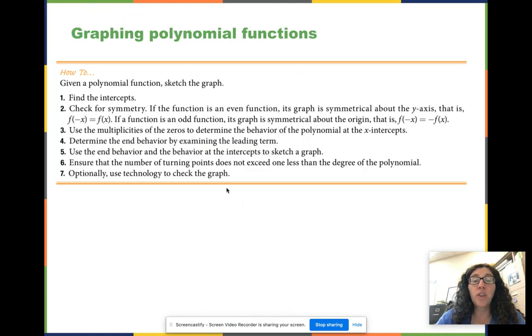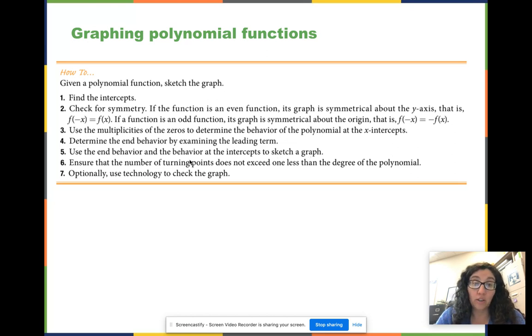All right, what if we want to go the other way? We want to graph polynomial functions. So let's look at these steps. Find the intercepts. Check for symmetry. So we talked about if it has origin symmetry or y-axis symmetry, if it's an even or odd function. That might help us. Use the multiplicities of zeros to determine the behavior at the x-intercepts. Determine the end behavior. Use the end behavior and the behavior at the intercepts to sketch a graph.